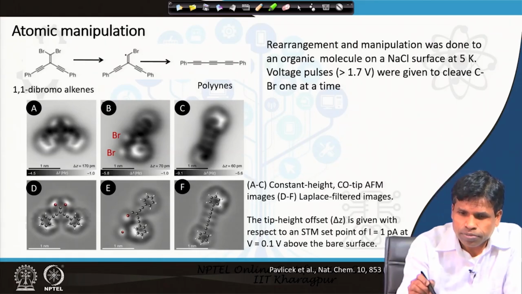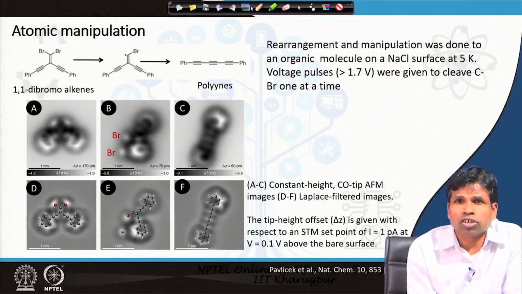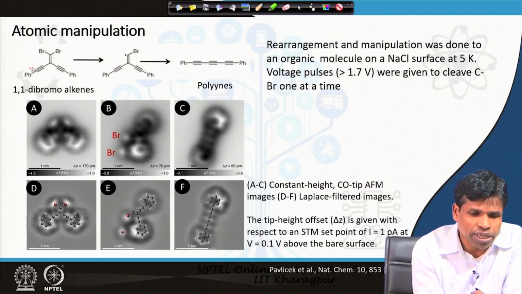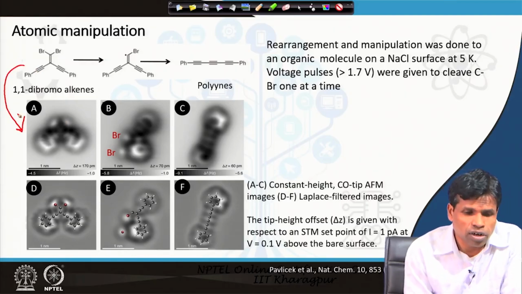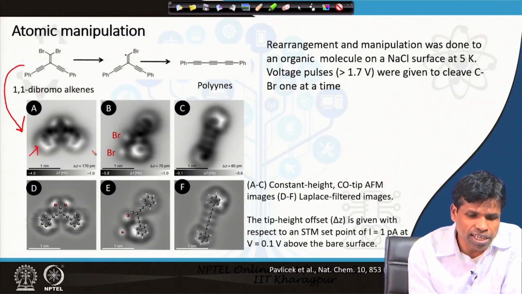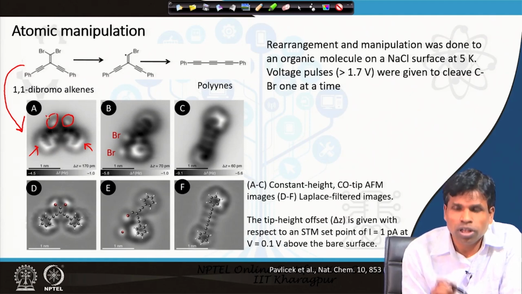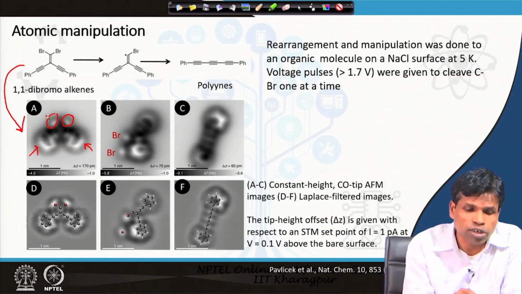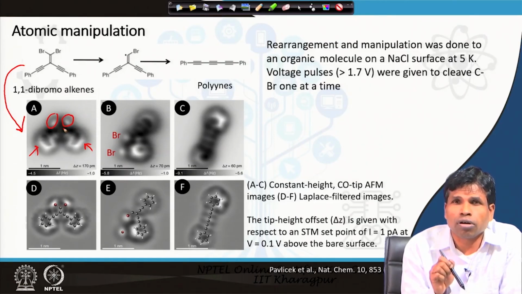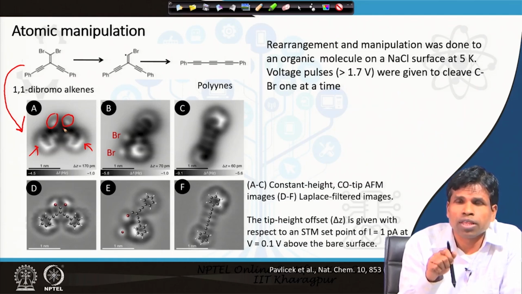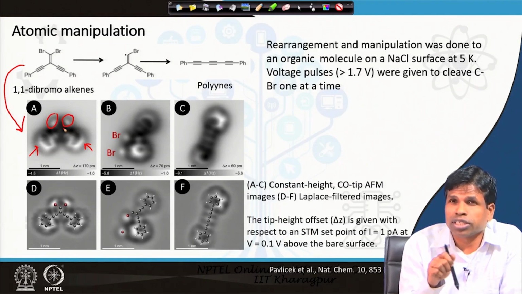As you see here, this is the schematic of the reaction, and A is the atomic force microscopic image of this dibromo alkene molecule. You can clearly see there is a phenyl ring here, and the bromine positions are here. This is a non-contact mode AFM image, because we cannot use contact mode of AFM for organic molecules, as it will damage them. So, in these cases our tip has to be away. As the tip has to be away, the resolution will certainly not be good.